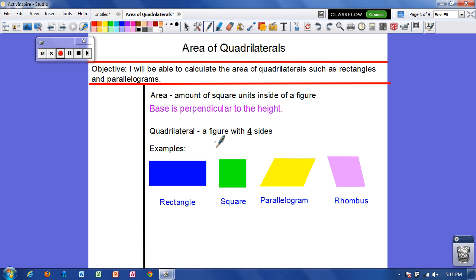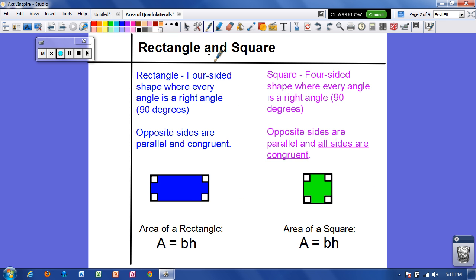Now a quadrilateral is just a figure with four sides, and specifically in this video we are going to talk about rectangles, squares, parallelograms, and the rhombus. These are probably pretty familiar to you. A rectangle is a four-sided shape where every angle is a right angle that measures 90 degrees. In a rectangle, opposite sides are parallel. That means the top and the bottom are parallel, and the left and the right sides are parallel. Opposite sides are also congruent. That means this side is congruent to this side, and this side is congruent to this side.